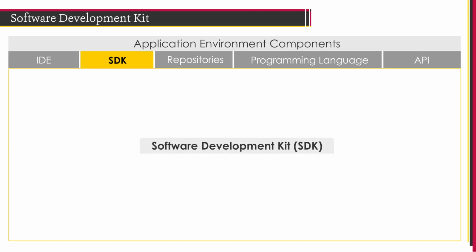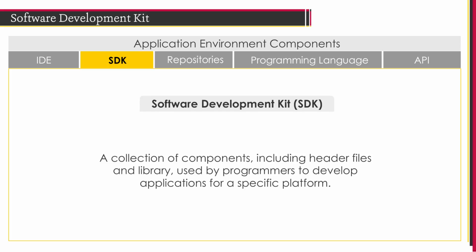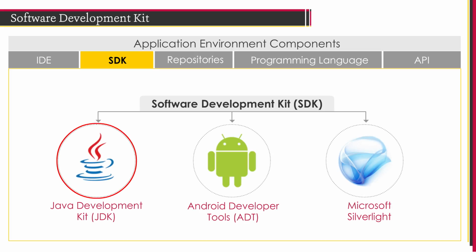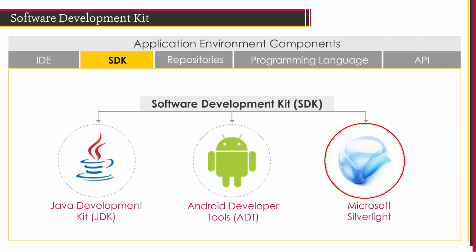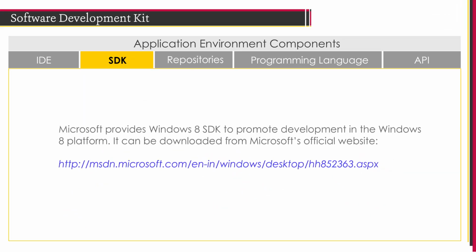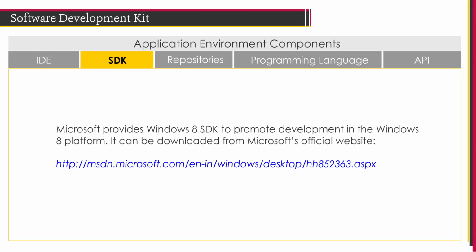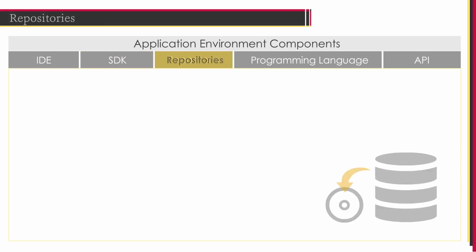Next, let us discuss Software Development Kit, or SDK. It is a collection of components, including header files and library. The most popular SDKs are Java Development Kit, or JDK, which is for Java, Android Developer Tools, or ADT, which is for Android, and Microsoft Silverlight, which is used for developing web applications. Microsoft provides Windows 8 SDK to promote development in the Windows 8 platform. It can be downloaded from Microsoft's official website.